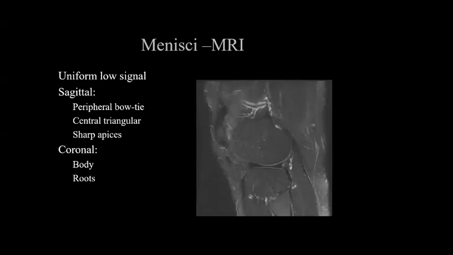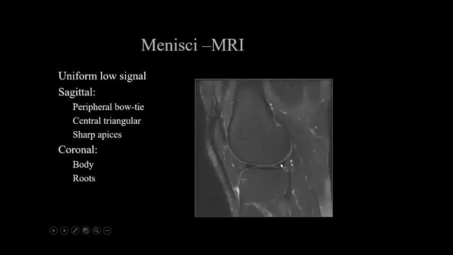On MRI scan, we see the same thing in sagittal PD fat saturated sequence. We see the lateral meniscus here, homogeneously hypointense. You get the bow tie appearance, and then you get the triangular appearance with the sharp free margin of the anterior horn and posterior horn of the menisci.